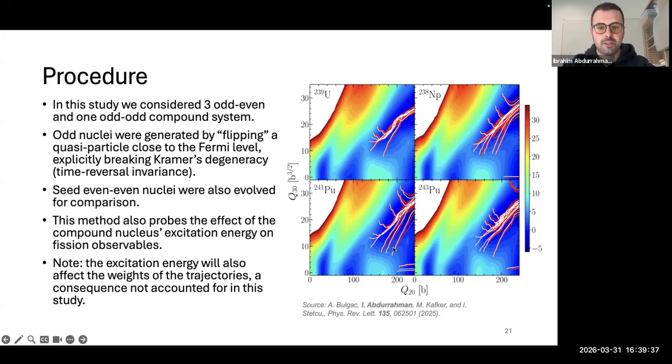So basically we did this for many nuclei, and we also evolved trajectories where we treated them as even nuclei. Because it's a bit weird in DFT, you can have an average number of particles that's odd or even, but the character of the many-body wave function can still be even or odd in both cases. So to really see the effect of having one unpaired nucleon, we kept everything fixed except for the structure of the many-body wave function by doing a flip on one quasi-particle orbital.